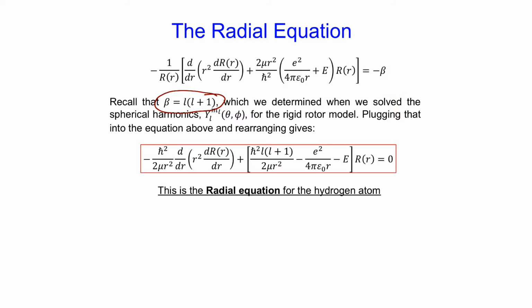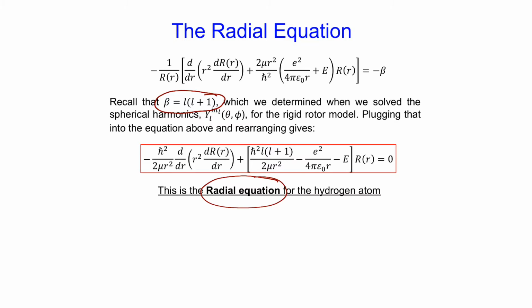And again, do a little magic rearranging. Maybe take a minute, pause the video, and see if you can plug in L times L plus 1 for your beta, and then rearrange to get this final expression here. This expression is what we define as the radial equation. This is our equation of interest right now.